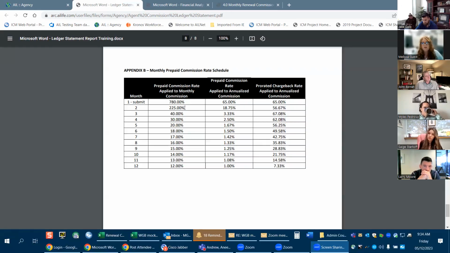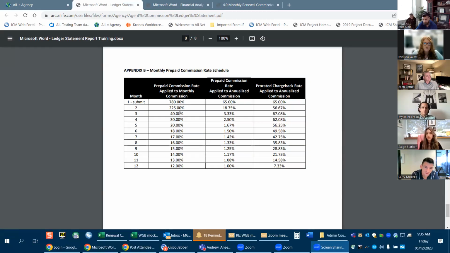If you have an agent who has some ebbs and flows in their production, if they are not consistently submitting new business and that new business is not getting consistently issued, then they're not experiencing this influx of credit to their ledger balance on a regular monthly basis. So that's another contributing factor to fluctuations in their renewal release. So month 2, they get 225% of their monthly commission credited to their ledger balance.